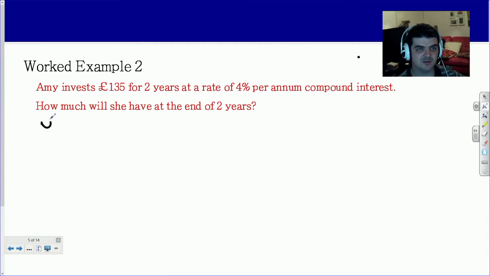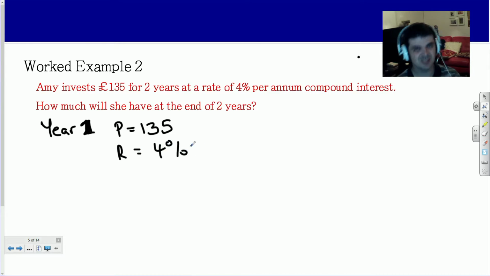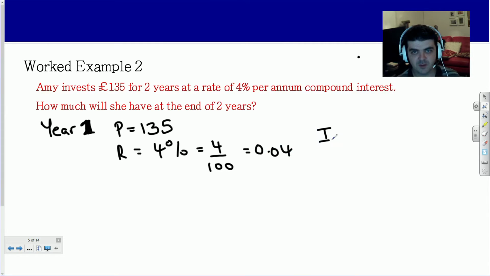So we start exactly the same as we did before. Year 1, let's make a nice coloured one in. Our principal sum is £135. Our rate of interest is 4%, which, same as last time, we'll convert into a decimal and a fraction. So that's 4 over 100, and if I do 4 divided by 100 on my calculator, I do get 0.04. So if I'm working out my interest, I get my principal sum, which is 135, and I multiply that by the 0.04.